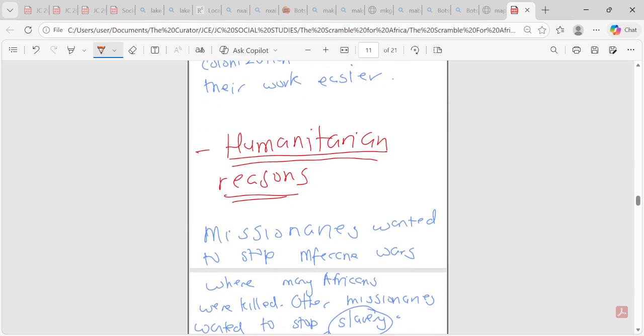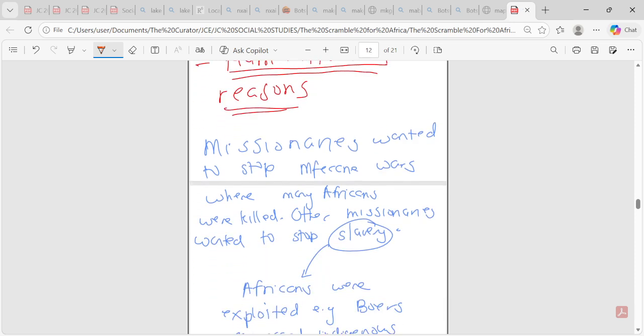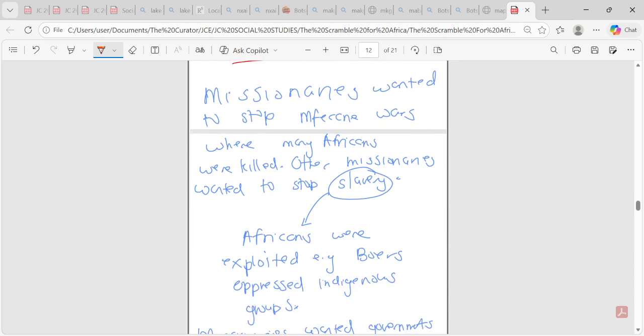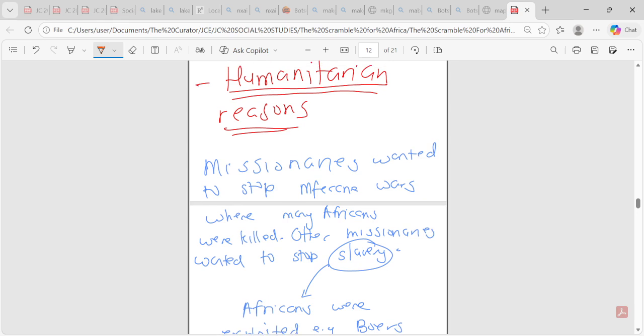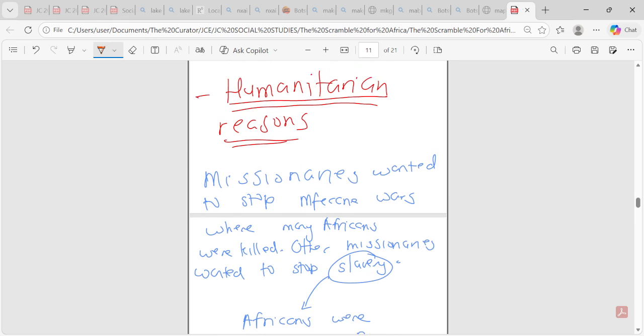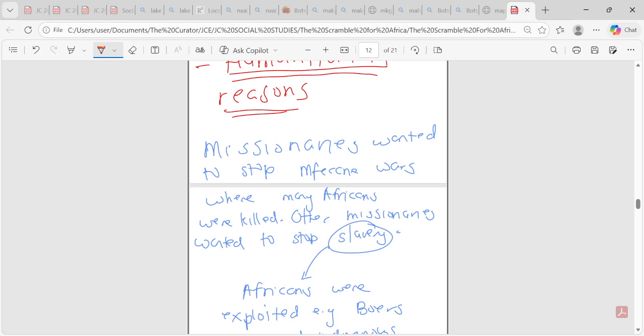Also, there was the issue of humanitarian reasons. Missionaries wanted to stop Mfecane wars where many Africans were killed. Other missionaries wanted to stop slavery. So maybe they had their own good reasons here. Remember the Mfecane wars were these inter-tribal wars that were fought here in southern Africa, I think amongst the Nguni people. We studied Mfecane there, go look at Mfecane again.